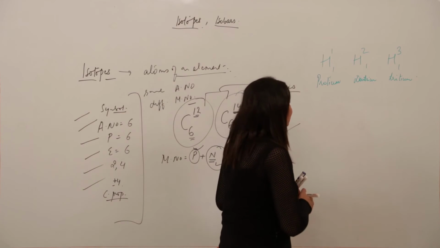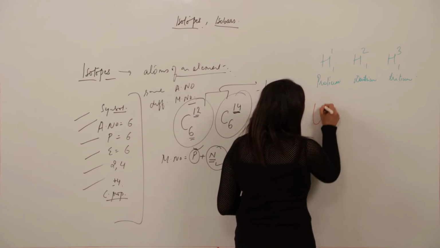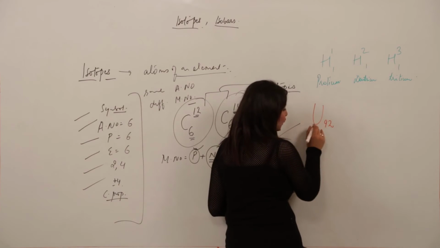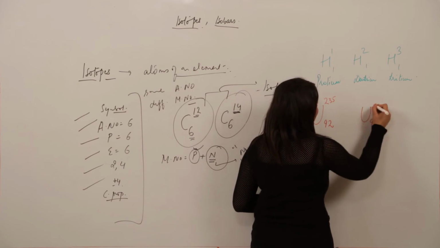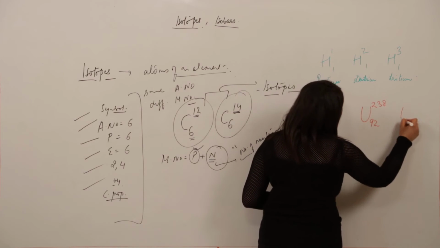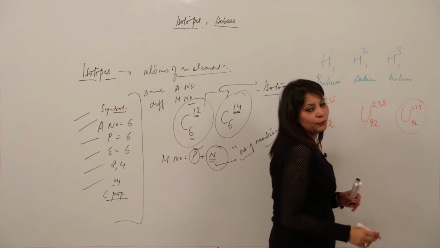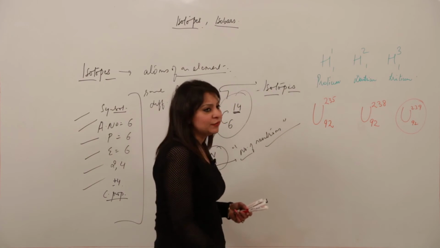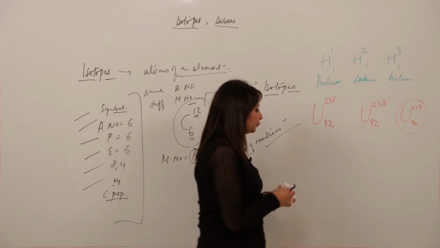Similarly, we have a few more examples, not names, only examples. For uranium, we know uranium is U, atomic number 92, with mass numbers 235, 238, and it also exists in nature as 239. The percentage is very low, but still it exists. You may not find this example in many books, but it does exist.